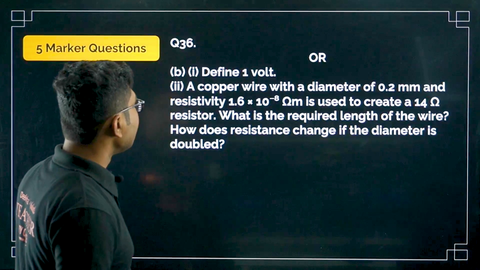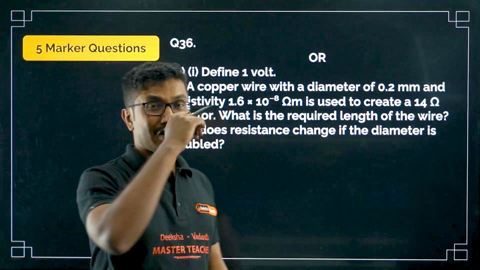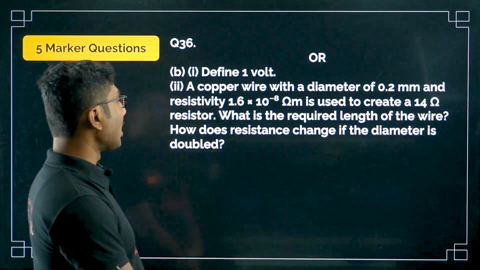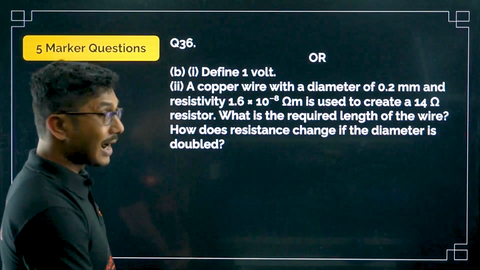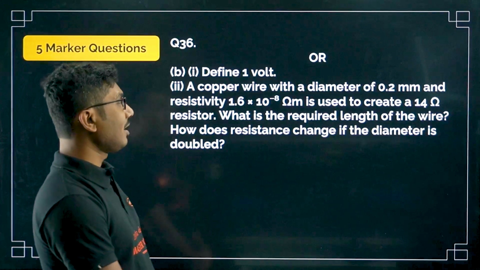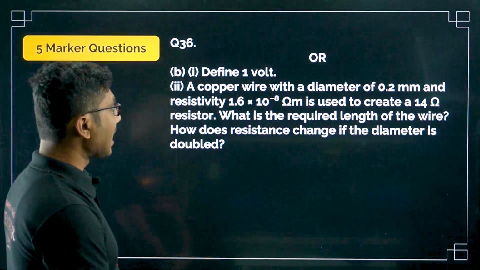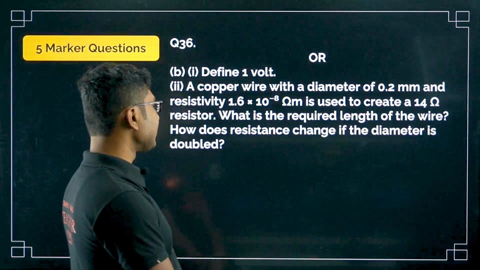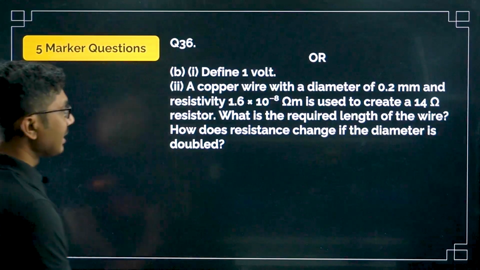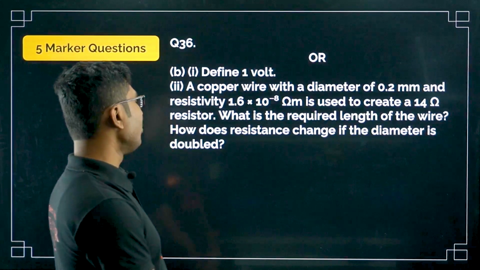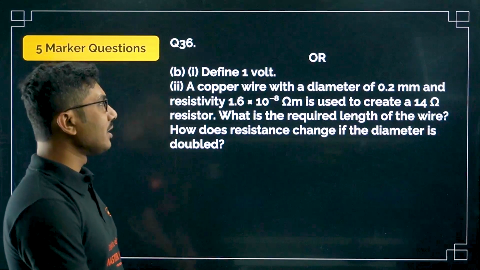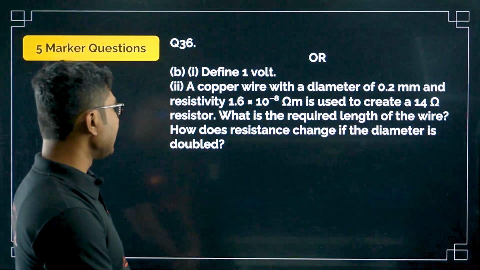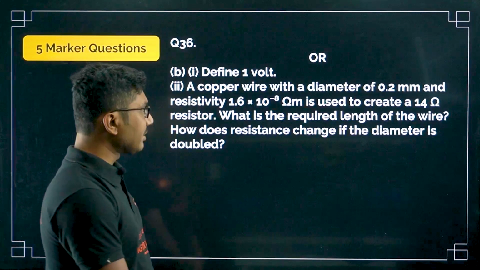Now let's move on. This is the OR question of the previous question. Same question has an OR part for part B only. Define 1 volt. Part A is compulsory, part B has an OR question. A copper wire with a diameter of 0.2 millimeter and resistivity 1.6 into 10 to the power of minus 8 ohm meter is used to create a 14 ohm resistor. What is the required length of the wire? How does the resistance change if the diameter is doubled? Okay, we will see that answer in a while.